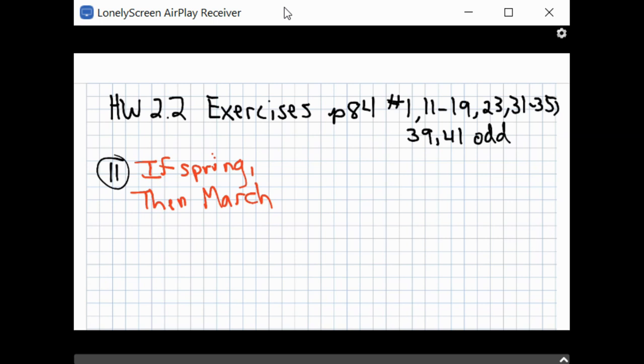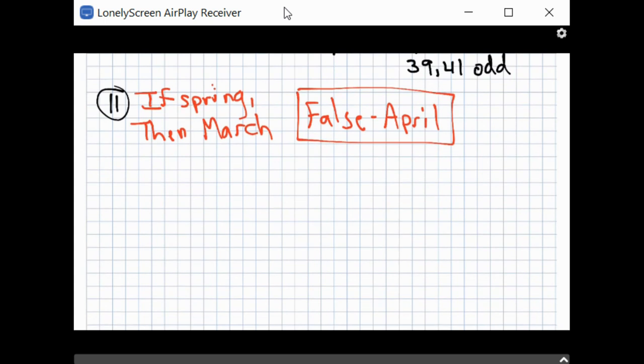So this would be false because it could be April or May. Either one would be a counterexample. But again, the hypothesis is still true. It is spring, but it's false because it doesn't have to be March. It could be April. So there's an example of a counterexample proving a conditional statement false. Okay, next I'm going to take a look at 13.